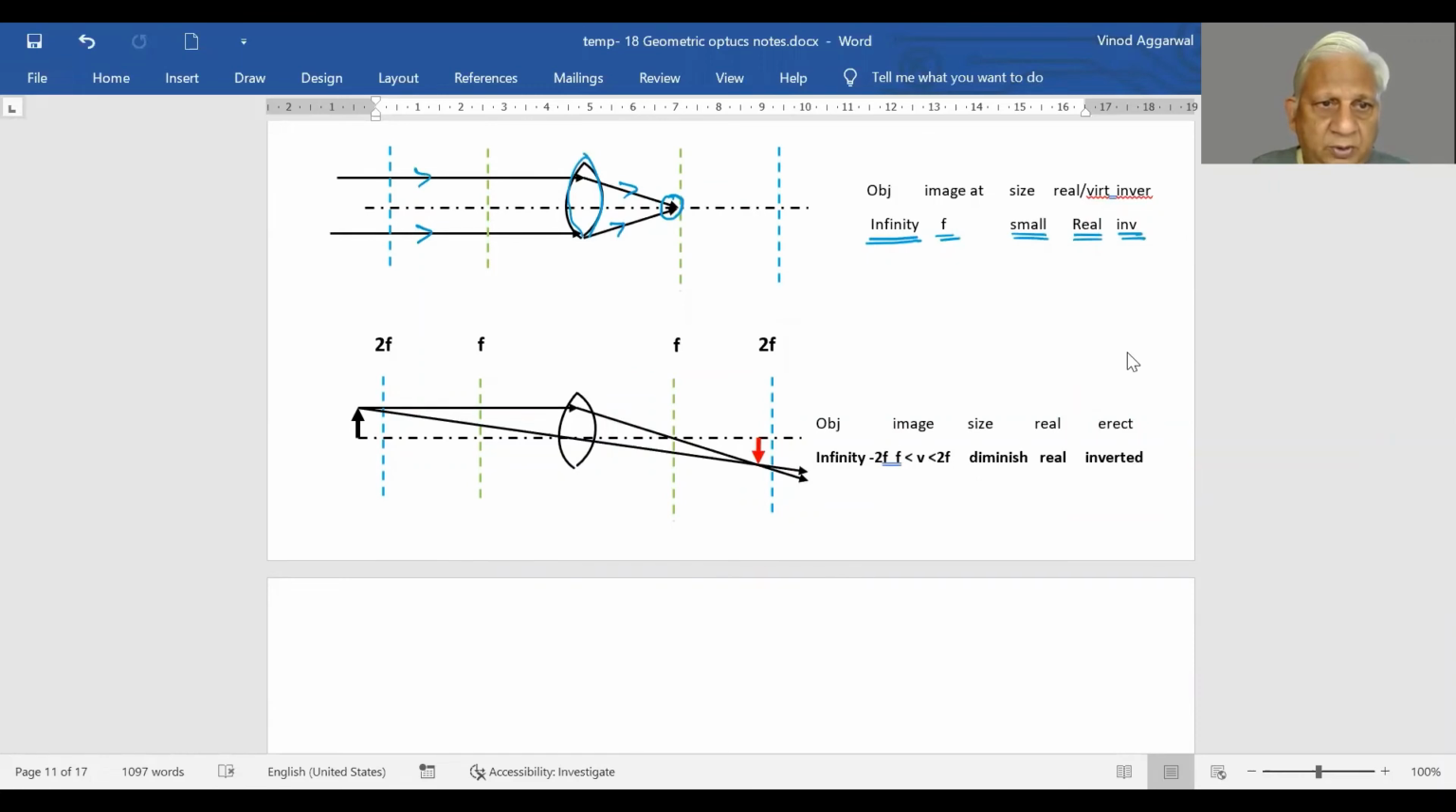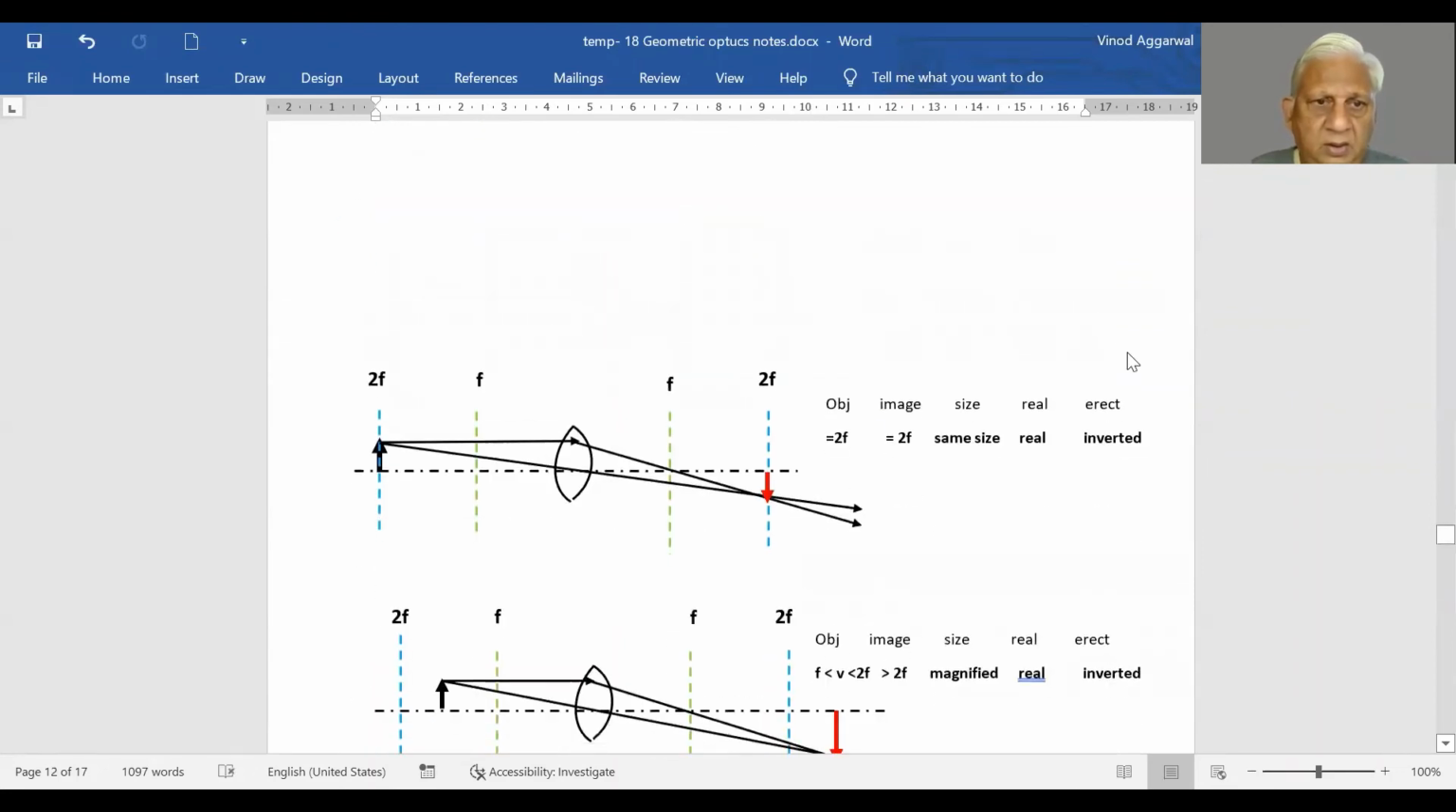Secondly, if we have an object beyond 2f, the image is formed here. This is when the object is between infinity and 2f. The image will be formed between f and 2f, somewhere in this region. The size will be diminished, and the image will be inverted, but it will be real.